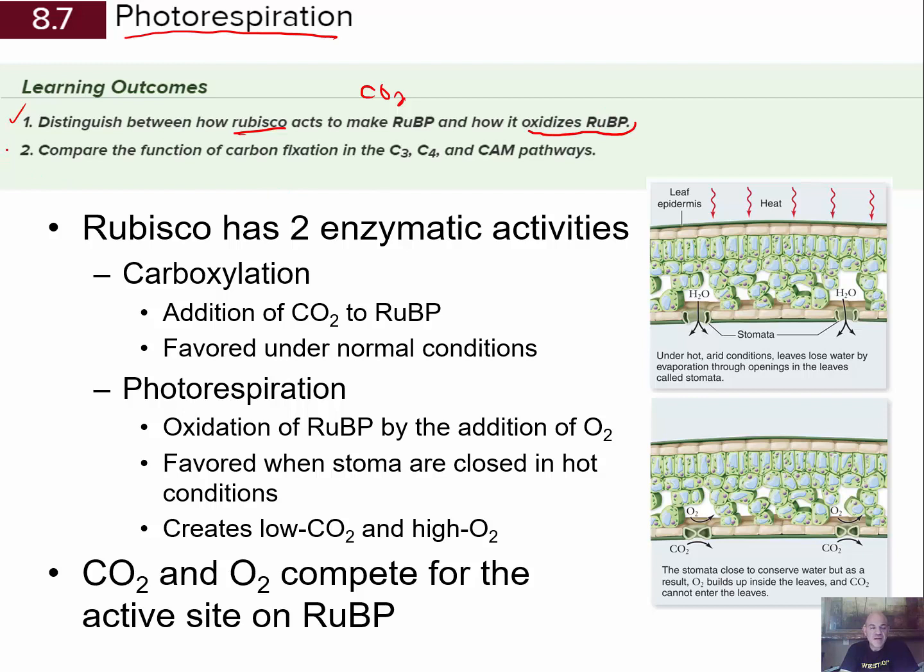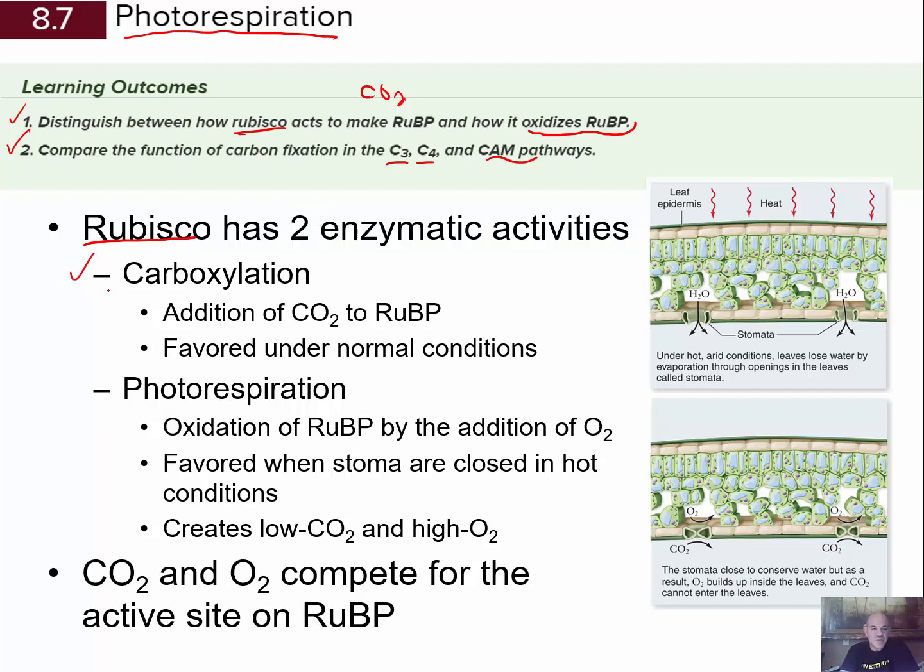So we're going to be looking at different kinds of metabolisms for photosynthesis. We've already seen one, and so you're going to want to compare the functions of these, how they work. C3 we already saw, that's actually another name for the Calvin cycle. And then we're going to look at ways around photorespiration to prevent it from happening, and that's C4 and CAM pathways.